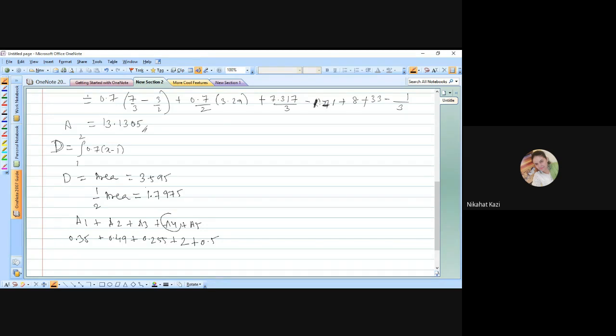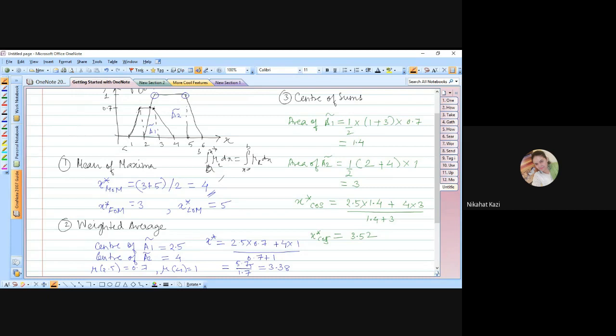See, up till this point, I have not reached half the area. Up till the sum of these two areas, I have not equaled this particular figure. So I'll get it exceeding at this one. What does this imply? My bisector is lying in this area, A4, and A4 is nothing but the area between 3 and 5. So the bisector is lying between 3 and 5.